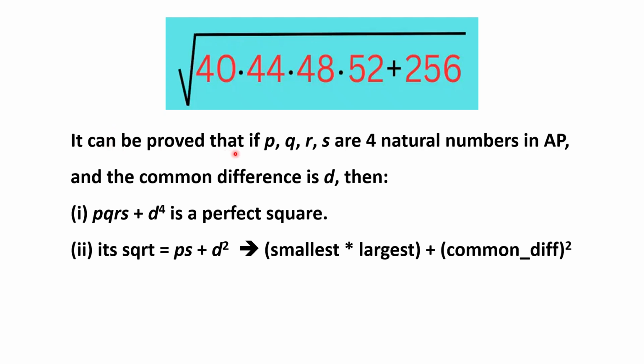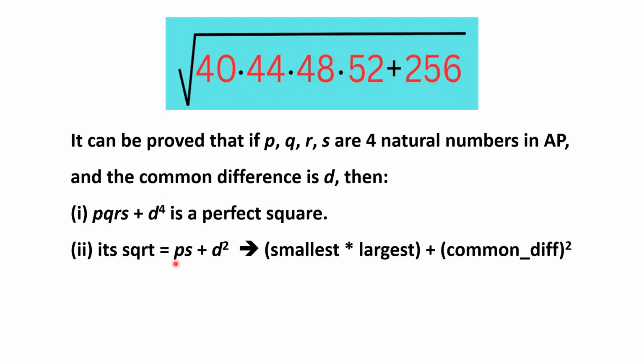It may be proved that if P, Q, R, S are four natural numbers in AP and the common difference is D, then PQRS plus D power 4, that is the product of four numbers in AP plus the fourth power of the common difference, is a perfect square.